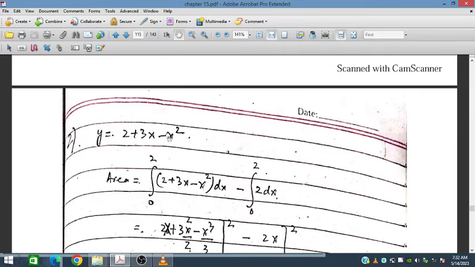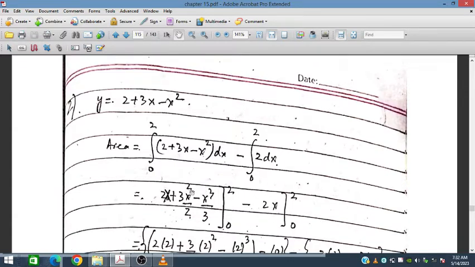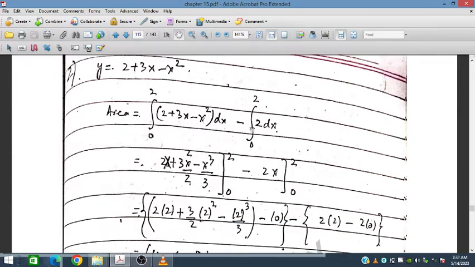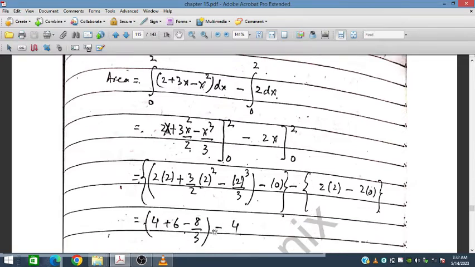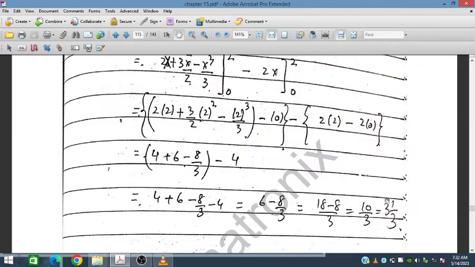Y is equal to 2 plus 3x minus x square, and here we have 0 to 2, y dx. Then 0 to 2 y dx, and y is equal to 2, so this is y is equal to 2 dx, a constant line. So on integrating this, we have obtained this. Substituting the limits, we have obtained the result as 3 1/3.